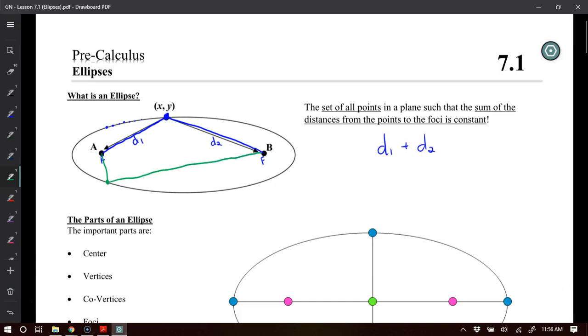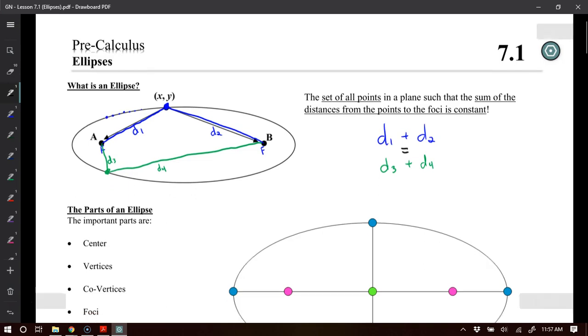Even there, we'll call it d3 and d4, two different distances. I picked another random point on the ellipse. If I add those numbers together, it's going to equal the same sum as the original. So that's what an ellipse is. So really the foci help create the stretch around the ellipse, the eccentricity we call it.